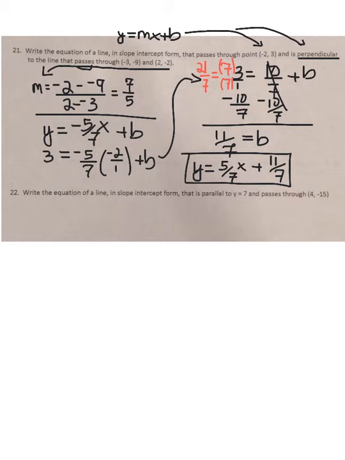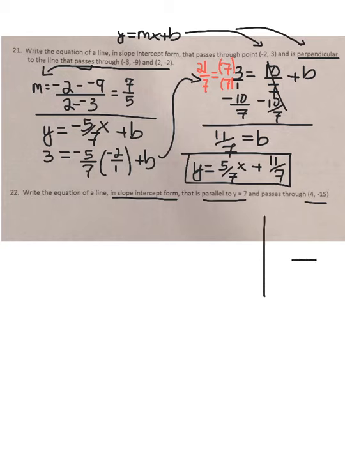All right, 22. Okay, 22 wants that equation again in slope-intercept form. And we want, let me see, write an equation of a line in slope-intercept form that is parallel to y equals 7, and it passes through this point. Okay, so let's think about this for a second.